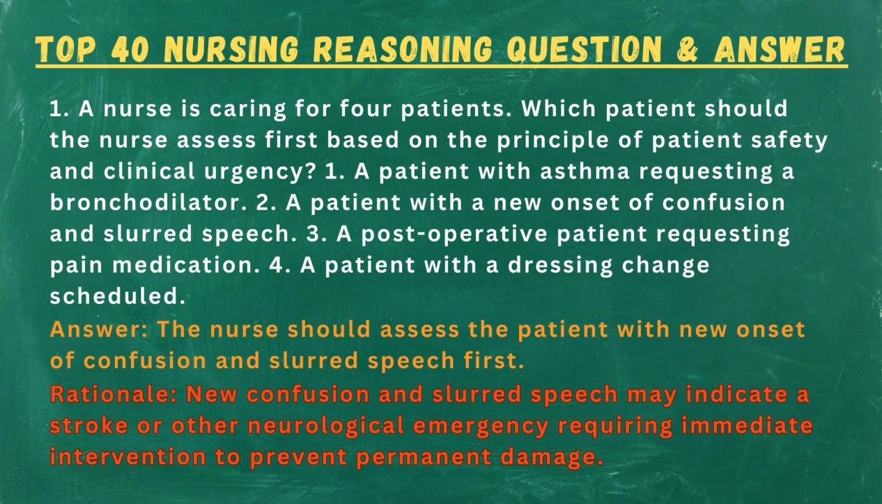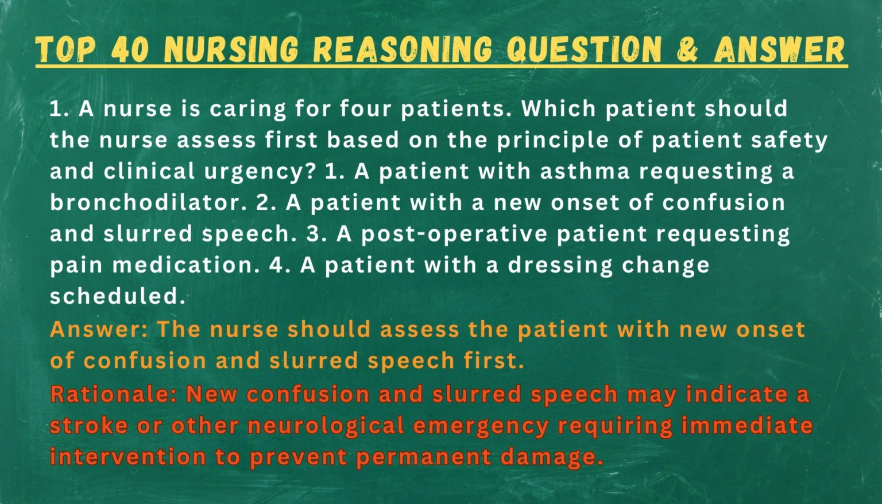1. A nurse is caring for 4 patients. Which patient should the nurse assess first, based on the principle of patient safety and clinical urgency? 1. A patient with asthma requesting a bronchodilator. 2. A patient with a new onset of confusion and slurred speech. 3. A post-operative patient requesting pain medication. 4. A patient with a dressing change scheduled.